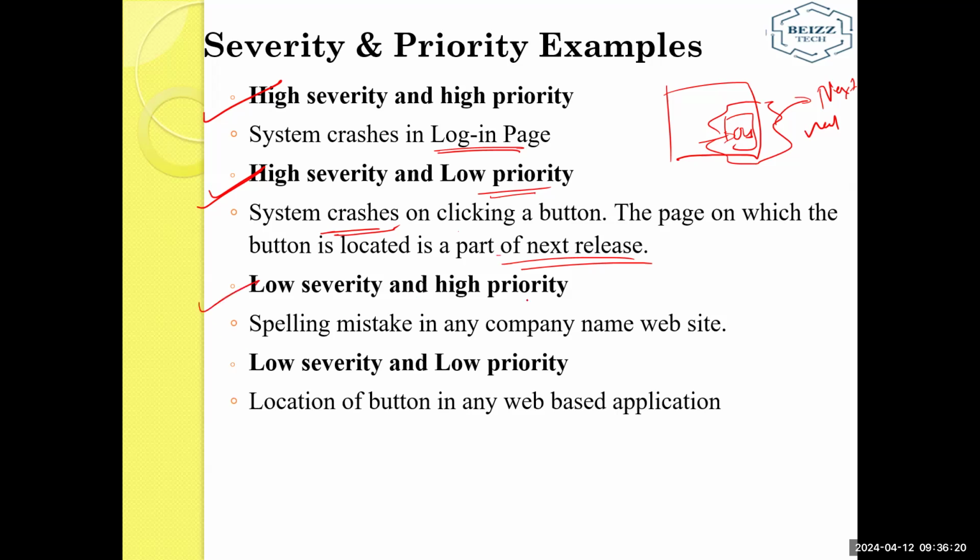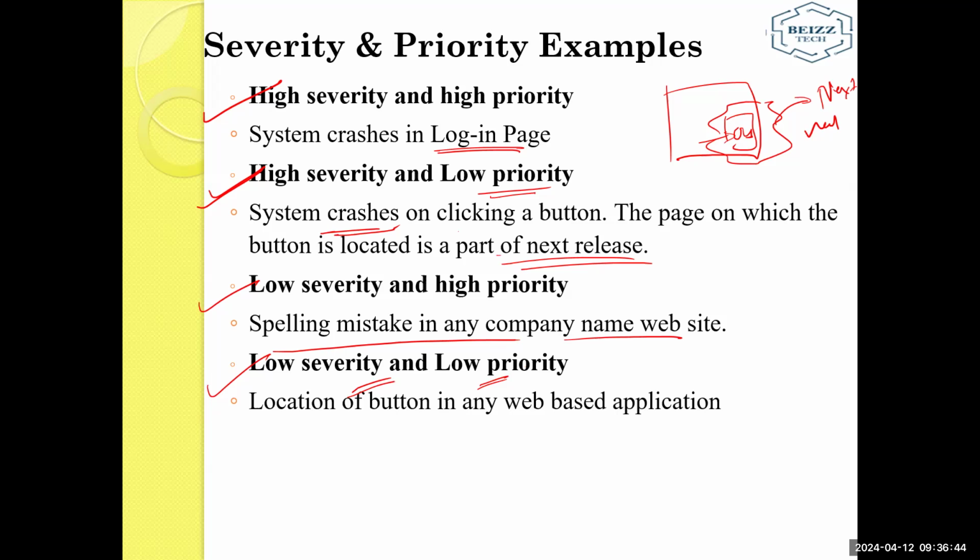Again, low severity, high priority: a spelling mistake in a company name on a website is low severity but high priority. Again, the location of a button in any web-based application. There might be a possibility that the button is there, but on every page the location of the button is different. In that case, it will be low severity and low priority also.